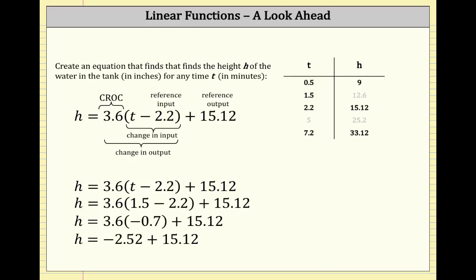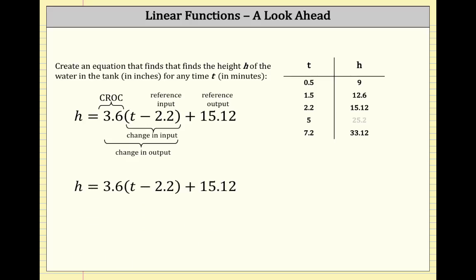And now we have the change in output, which is negative 2.52 plus 15.12. That's going to give us the resulting height of water in the tank. And that's 12.6. And notice that's exactly what matches with the table that we have developed earlier. So this equation is working really well. Let's look at one more.